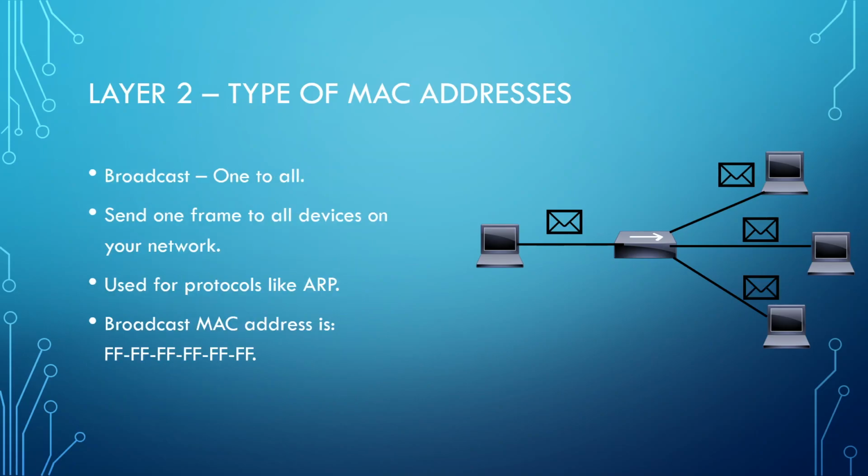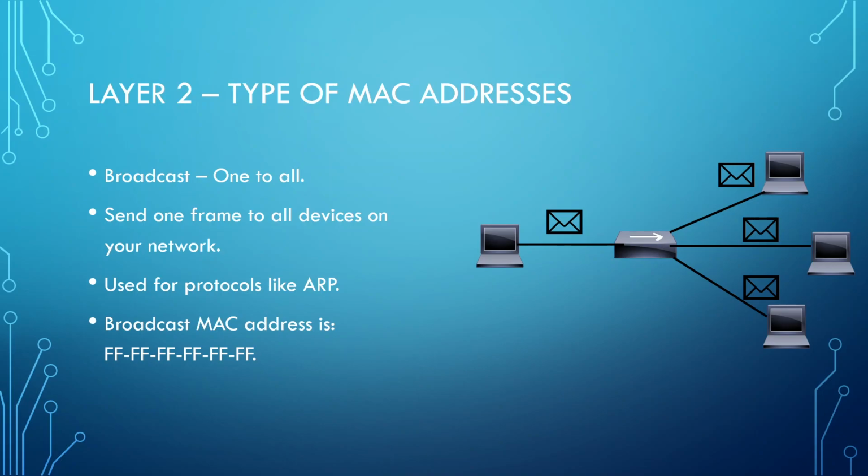Now we have broadcast. Now broadcast frames are one-to-all. This allows a device to send one frame, and that frame is replicated and sent to all the devices on the network. And this is useful for protocols like ARP, Address Resolution Protocol. If you don't know what that is, I have a previous video which you guys can look at. And the broadcast MAC address is always set to FFFFFFFFFFFF. It's set to all Fs, essentially the last usable MAC address.